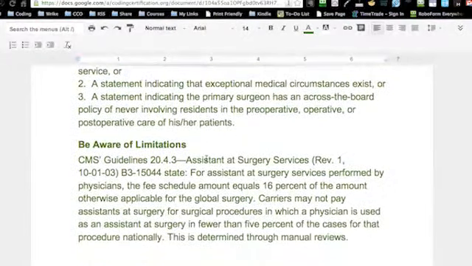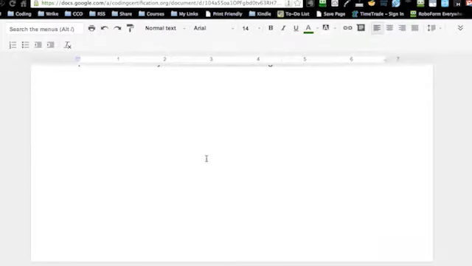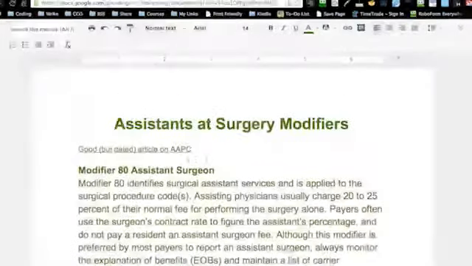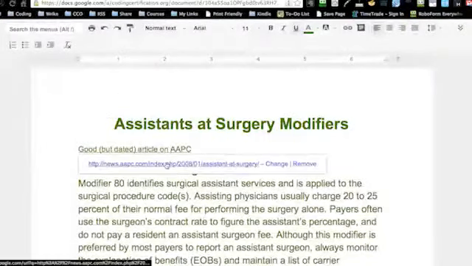So there are some limitations with this, but this is a good article, and let me click on the link so you can see it in context. So it's the news.aapc.com, and oh, it's 2008. It's taken a while to come up.